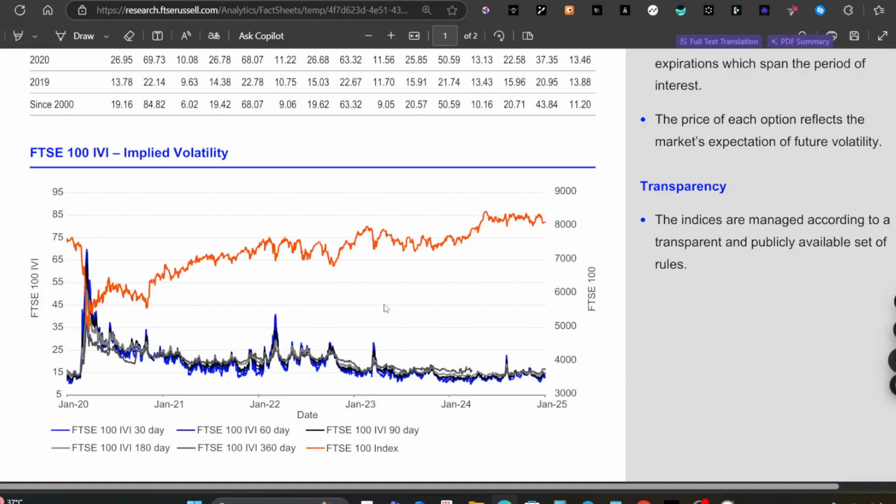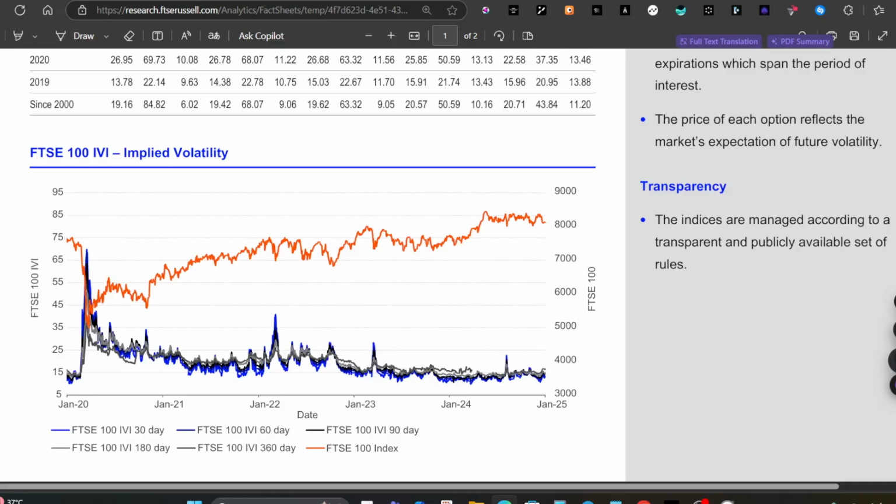So the implied volatility index measures the expected volatility for a given asset or market, and it does this by analyzing options pricing. Options, as we know, are sensitive to changes in volatility. So the price of options can give us clues about how much price movement is expected. In essence, the IVI reflects market sentiment. If traders expect large moves, the IVI will be high. If the market is calm, the IVI will be lower.